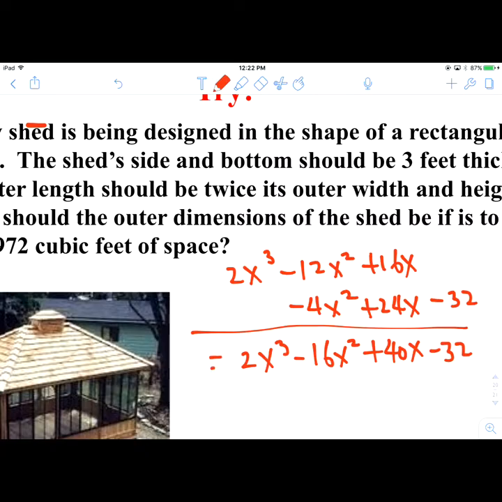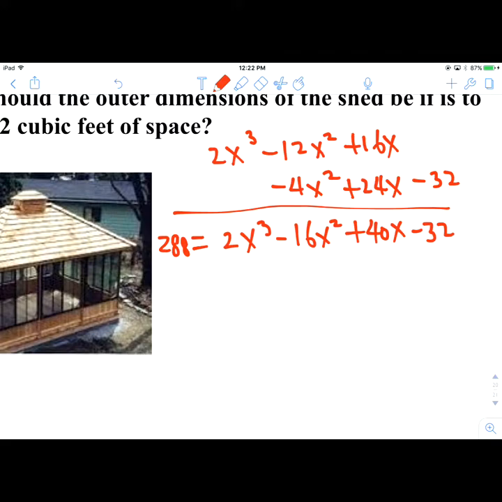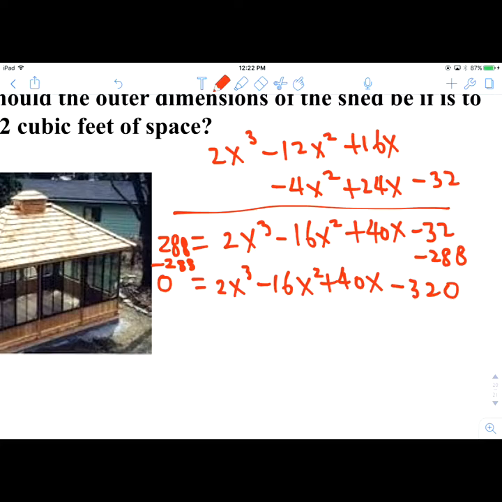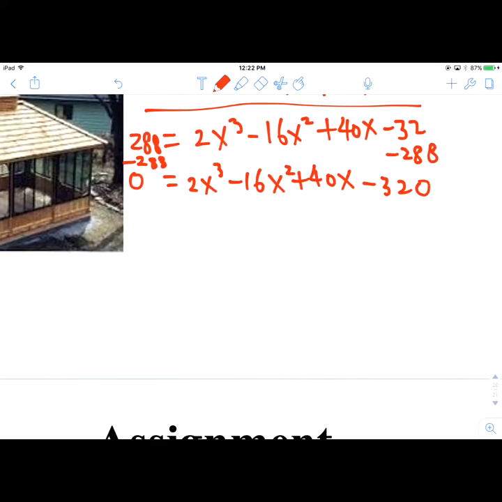Next, we're going to bring down the left-hand side, which is 288. And we're going to actually want to zero out the left-hand side. So we're going to minus 288 to both sides. And then combining everything, we're going to have 2x cubed minus 16x squared plus 40x minus 320. Well, supposedly we're going to factor out what's on the right-hand side. But before we do that, there's one little thing that we could do.